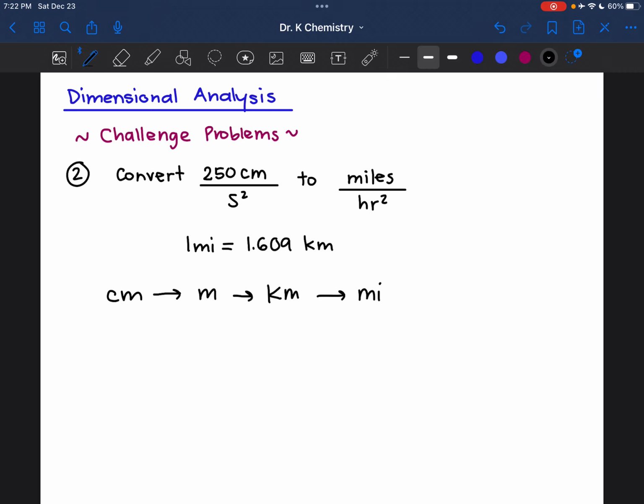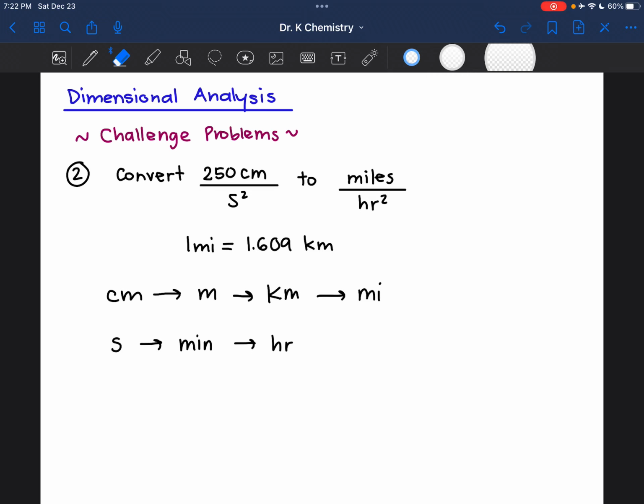The next thing we need to consider is the time. So we're starting with seconds squared and we want to end with hours squared. Well, if you don't remember how many seconds there are in an hour, that's also okay because we can convert to minutes first and then convert minutes to hours. Now we do need to square all of these units, but what I'm actually going to do is convert them without squaring and then square at the very end. So you'll see that the process is pretty much the same. The only difference is that we need to square the number and the unit during our conversion.